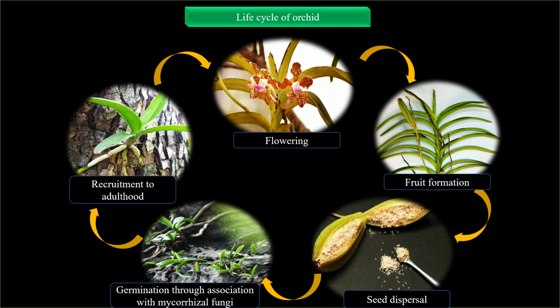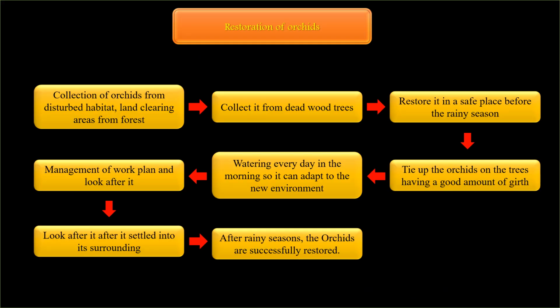So this is the life cycle of the orchid. First flowering, fruit formation, seed dispersal by means of some insect or some species, then germination through association with mycorrhizal fungi, then recruitment to adulthood. Then again it comes back to the whole cycle of lifetime. Then these are the restoration of orchid process.